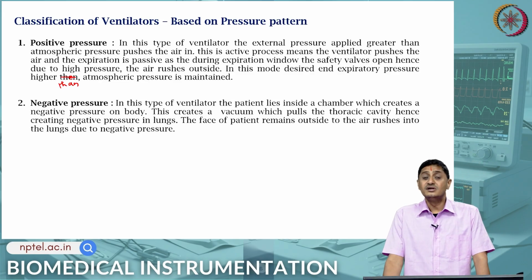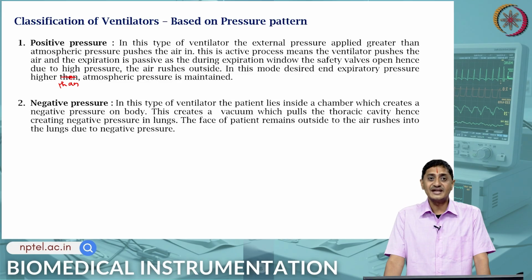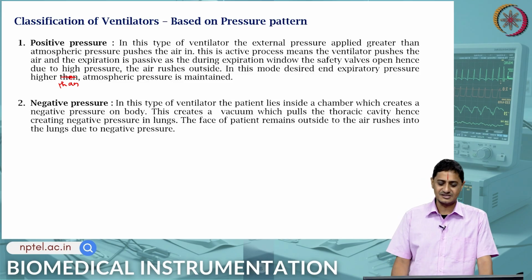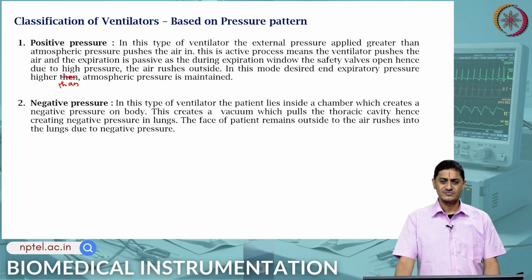The other older type of ventilator is the negative pressure ventilator. In this type of ventilator, the patient lies inside a chamber. This is the iron lung ventilator type, a chamber which creates a negative pressure on the body. This creates a vacuum that pulls the thoracic cavity, essentially creating a negative pressure in the lungs like it naturally happens in a healthy normal case. But the face and head of the patient remain outside, so air will rush inside the lungs due to the negative pressure gradient. This is the other process.